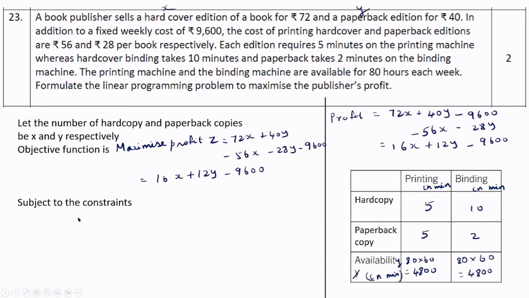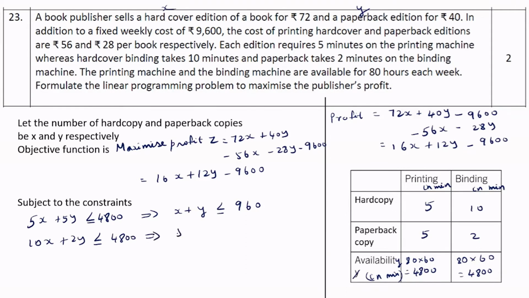So subject to the constraints, 5x plus 5y less than or equal to 4,800. Now this, when we simplify, when we divide by 5 we get x plus y less than or equal to 960. And next we have the constraint with respect to binding. It is 10x plus 2y less than or equal to 4,800, or when we divide by 2 we get 5x plus y less than or equal to 2,400.